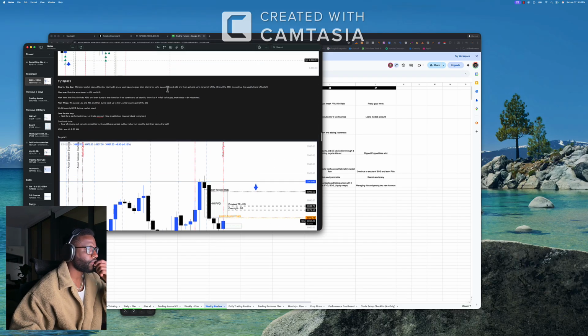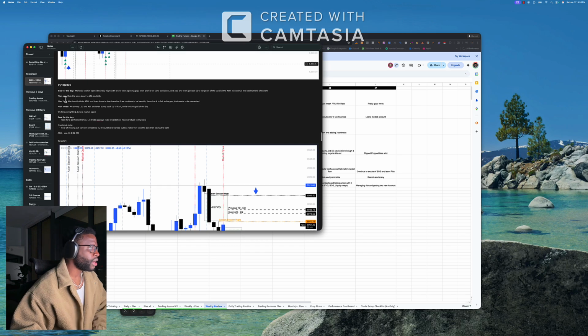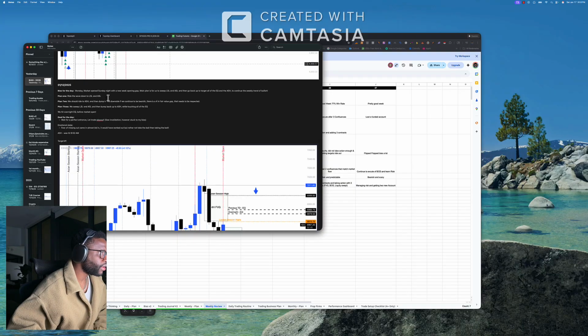Our main plan is for us to sweep London session, right? My plan is for us to sweep London session lows and Asian session lows and go back up with our target hitting EQs and Asian session high, and continue the weekly trend of being bullish, right? Plan one is to ride the wave down to London session lows and Asian session lows, and then go back up. We should ride Asian session highs, and then dump to the downside and go bearish, right?